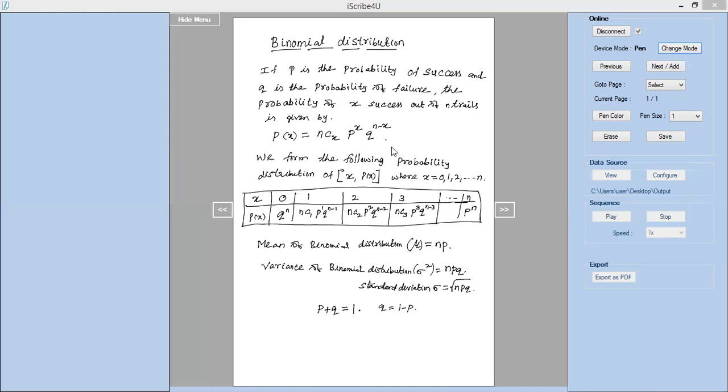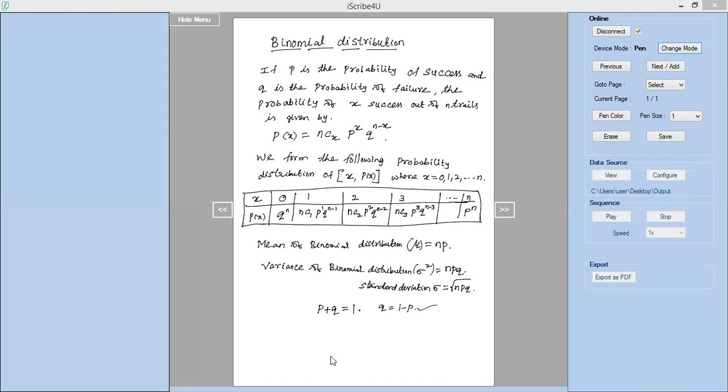So from this, if they give the probability of success, we can find the probability of failure. If they give the probability of failure, we can find the probability of success. So this is the thing we can calculate by using these formulas. Right. So now using this, we can solve the problems.